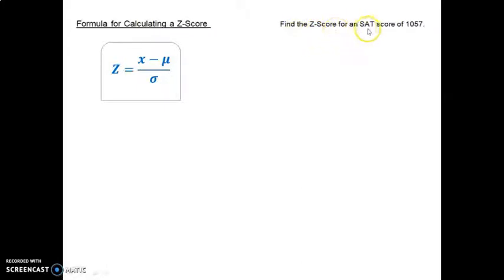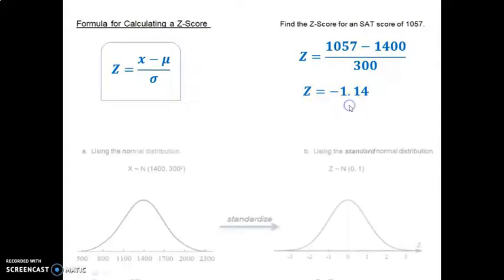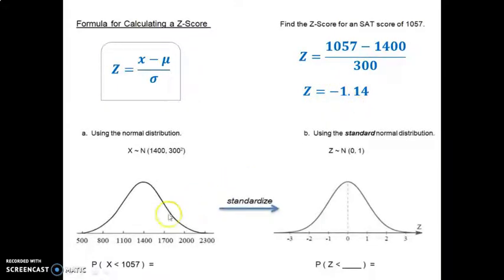Find the z-score for an SAT score of 1057. Use the formula we just came up with. All right, check it here. We're going to subtract those, divide by 300, and we have this z-score. Now let's double check that one on the graph. We're looking for x values under SAT scores of 1057, so x values less than 1057. Here's 1057, and we're looking for this area right here. Over here, we just found the z-score is negative 1.14, which is right here. Again, the locations match because we did a proper conversion.